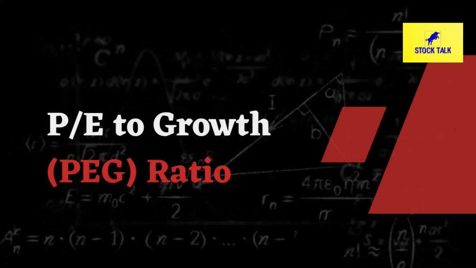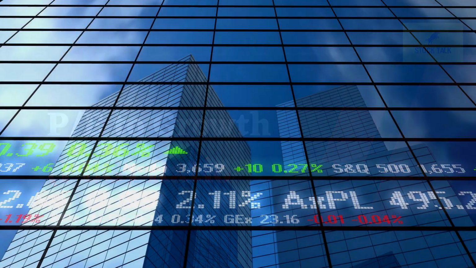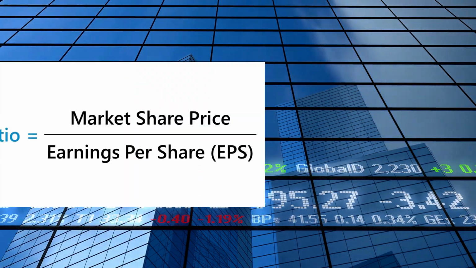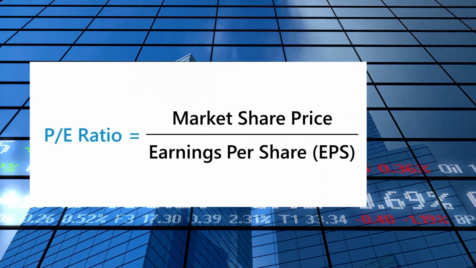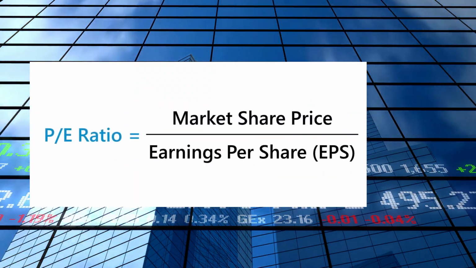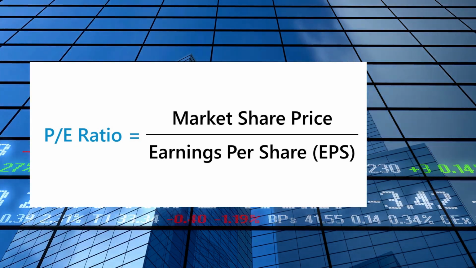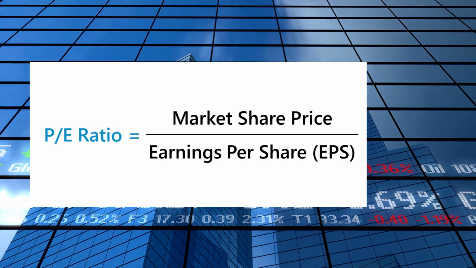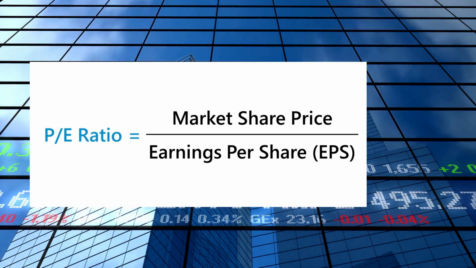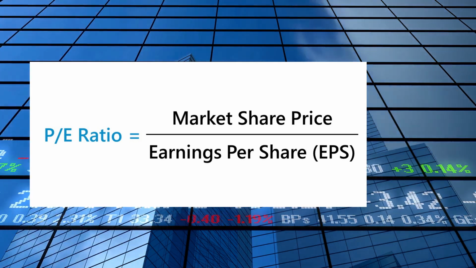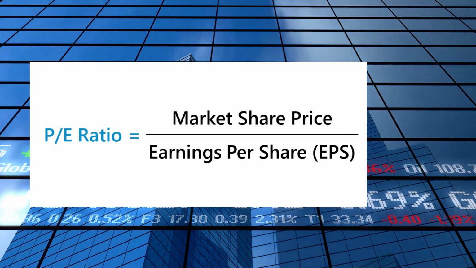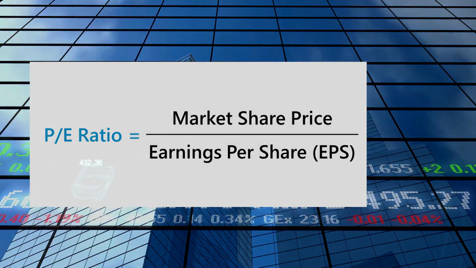PE to growth, PEG ratio. Lynch is famous for popularizing the PE to growth ratio, which adjusts the PE ratio for the company's earnings growth rate, providing a more nuanced view of a stock's valuation. He believed that a stock's PE ratio should be roughly equal to its growth rate, making the PEG ratio a central tenet of his investment decision-making process.